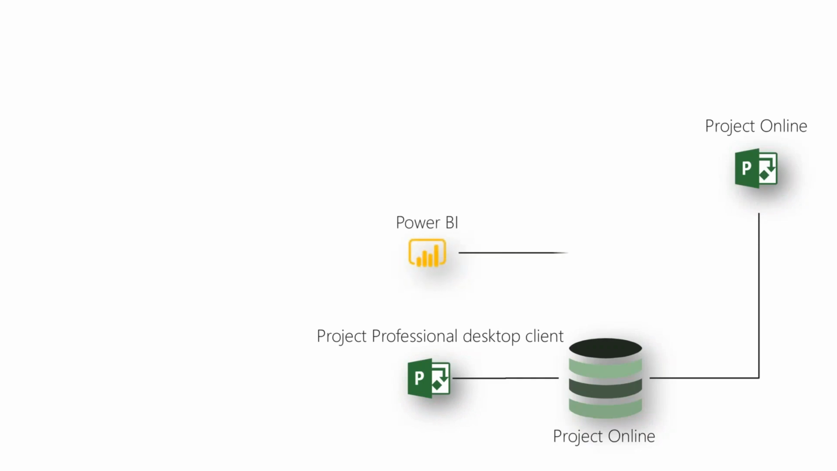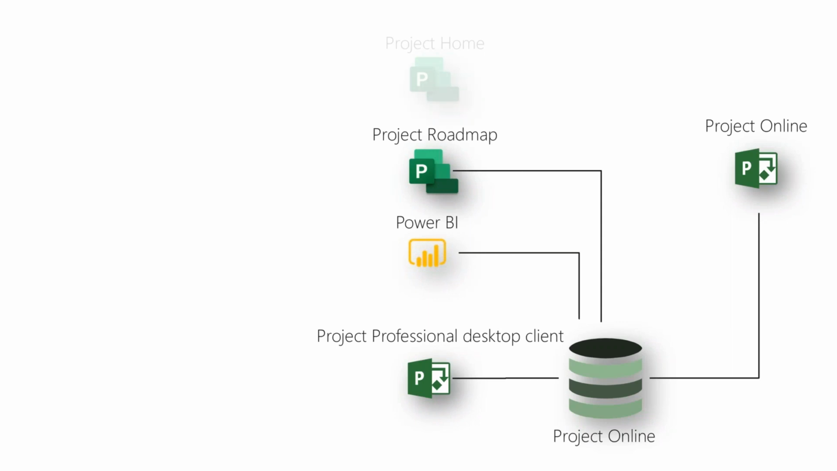Now remember, in Project, the legacy version, we've got some of the standard elements that all work with your existing licensing. So while we started with the desktop and then we can publish into a central repository with a single resource pool, you've got Power BI, you've got your project roadmap, and of course you have this homepage.